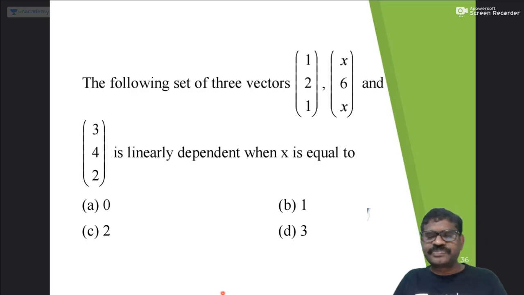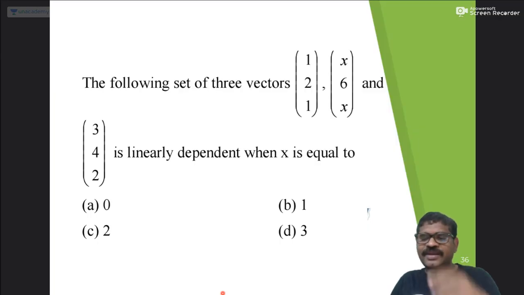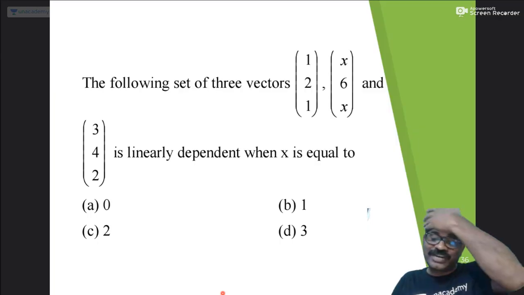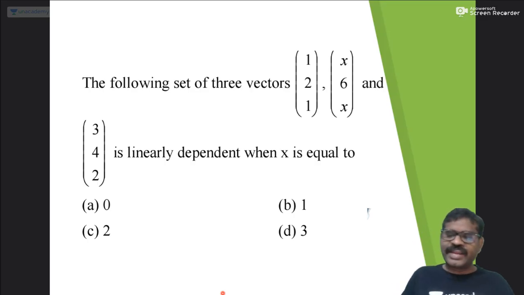Observe this problem. The set of three vectors linearly dependent, then what is the value of x? If vectors are linearly dependent, what is the value of x? Here, you have to use the concept of independent vectors, dependent vectors. The best method is take determinant and equate to 0. Okay? Right.